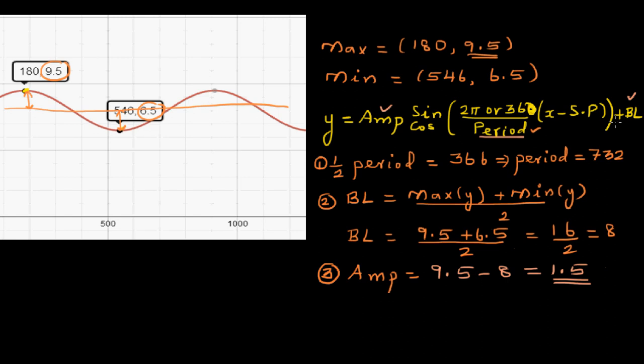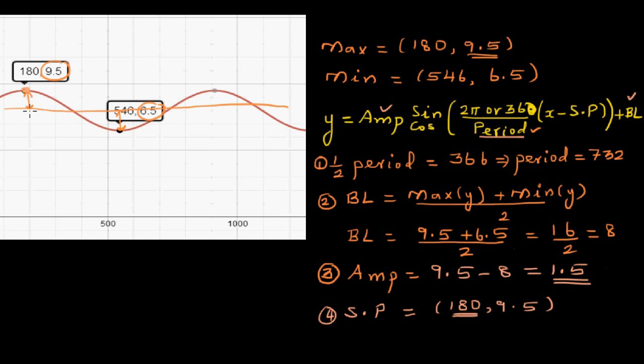Now we have to decide the starting point. You can decide any starting point. Let's say this is the starting point. If we start from the maximum, it is a cos graph. So the fourth thing, the starting point, is the maximum, which is 180, so 180 comma 9.5. In the equation, we plug in the x coordinate.